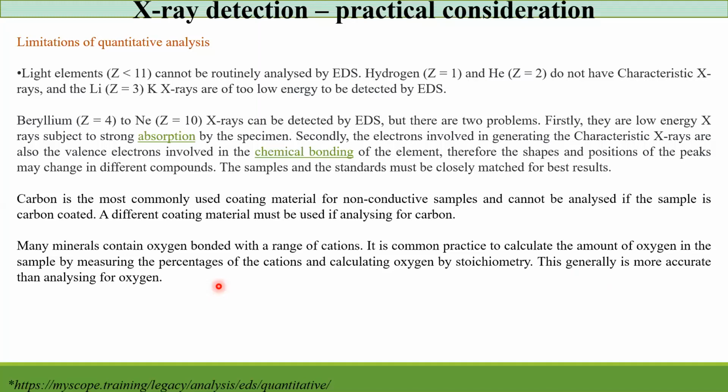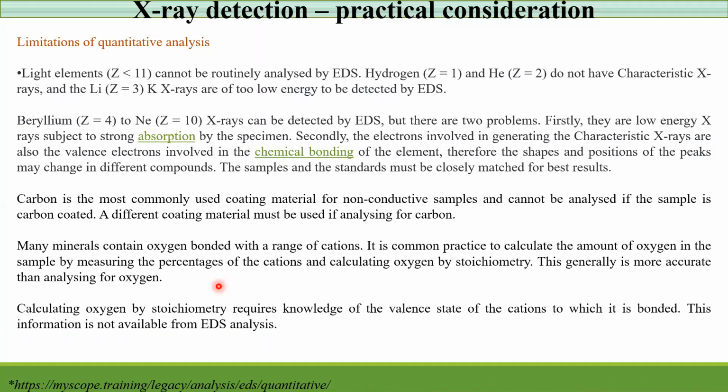We don't take oxygen as a considering point when we do the X-ray mapping or X-ray line scans. We avoid that and take only the cationic percentage. We know from stoichiometric chemistry what type of possible oxides are there. Calculating oxygen by stoichiometry requires knowledge of the valence state of the cations to which it is bonded. This information is not available from EDS analysis, so it's available from the chemistry perspective. So you need to add such chemistry knowledge at some point when it is required, together with EDS knowledge.